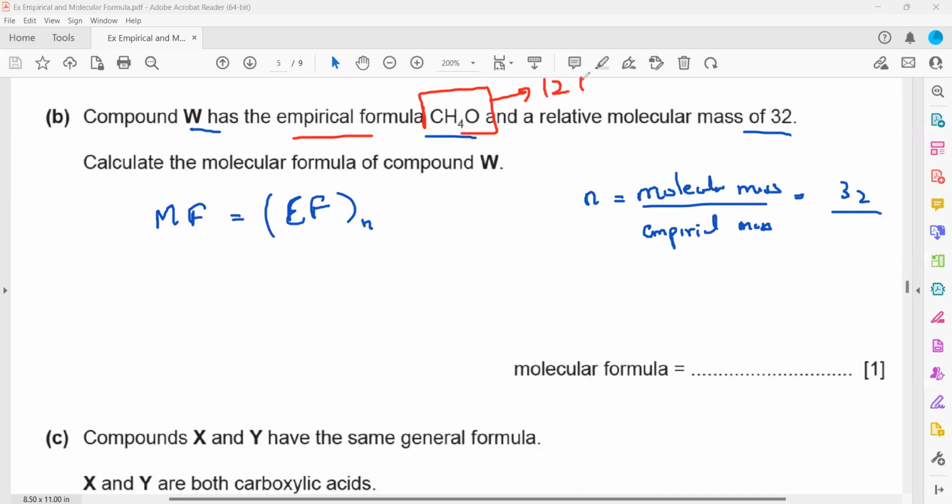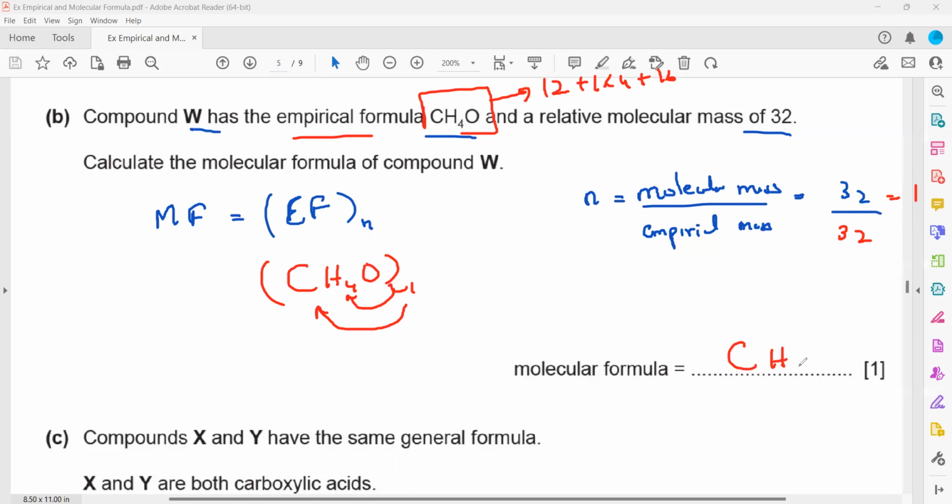So it contains one carbon, four hydrogen, and one oxygen. So 16 plus 4, 20 plus 12, 32. So empirical and molecular mass are the same, which means n is 1. So molecular formula is empirical formula times n. The empirical formula is CH4O and the value of n is 1. So this 1 will be multiplied with carbon, hydrogen and oxygen. So it will become CH4O. That's the molecular formula of the compound.